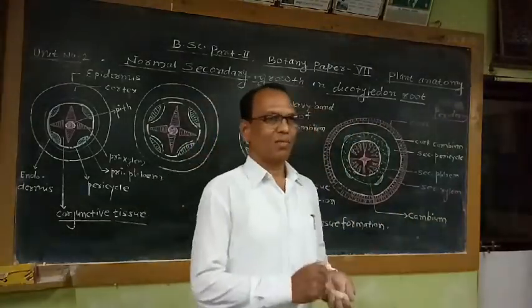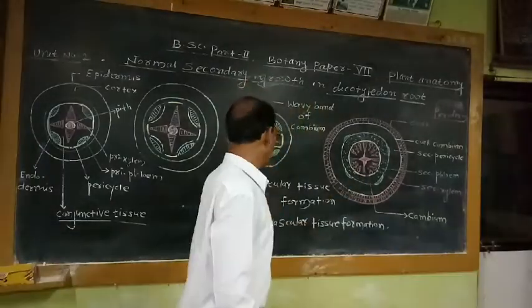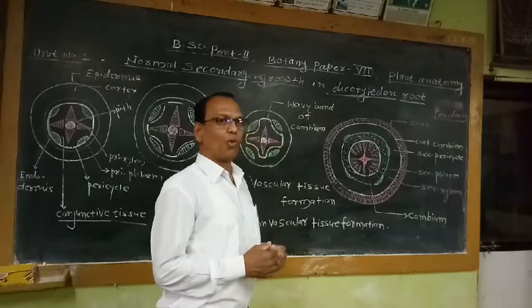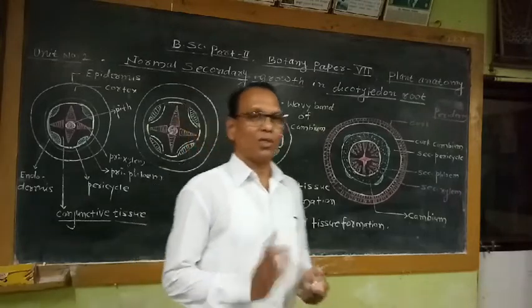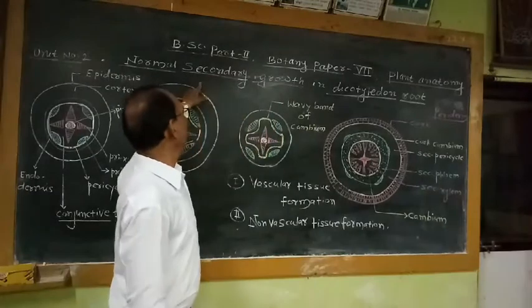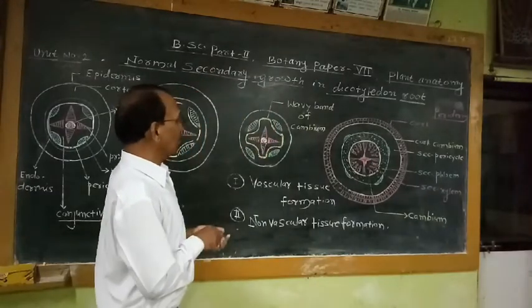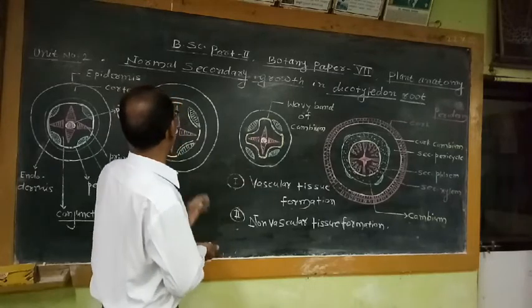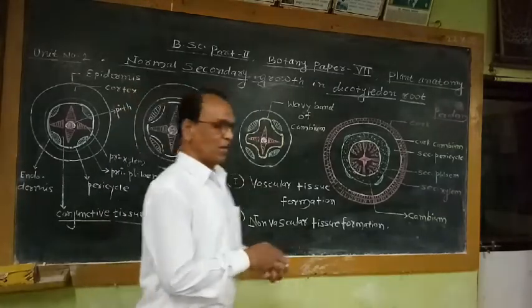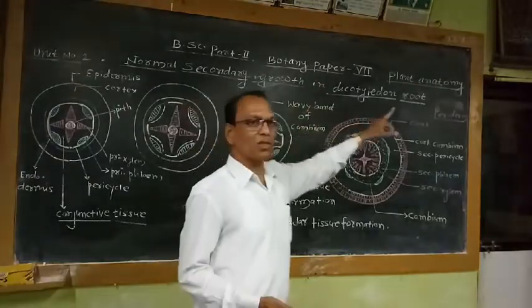So as like this, the stem also shows these two steps: vascular tissue formation and non-vascular tissue formation during the course of secondary growth. So that's all about our first article from botany paper 8, plant anatomy syllabus. Next time we shall see the normal secondary growth in dicot stem.